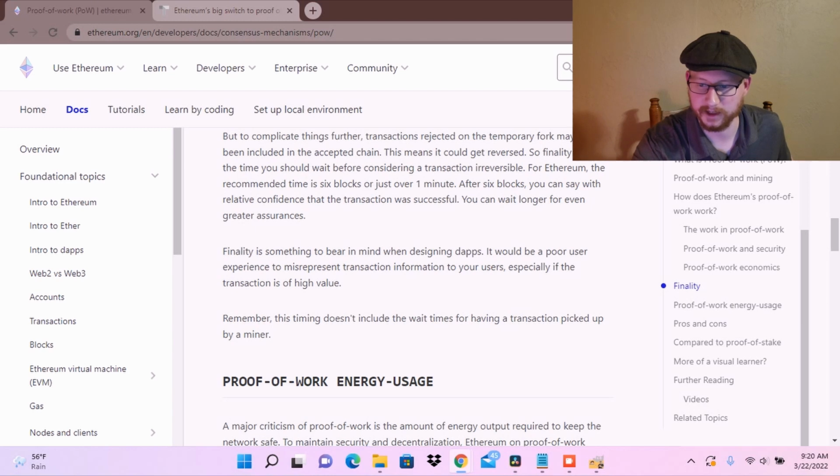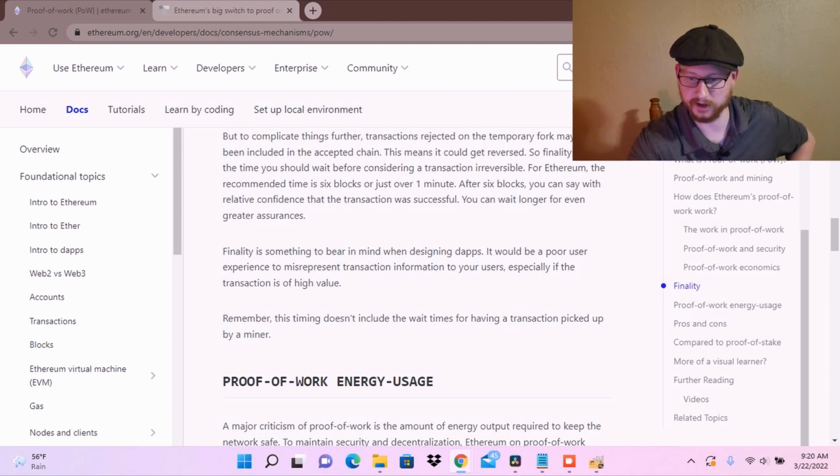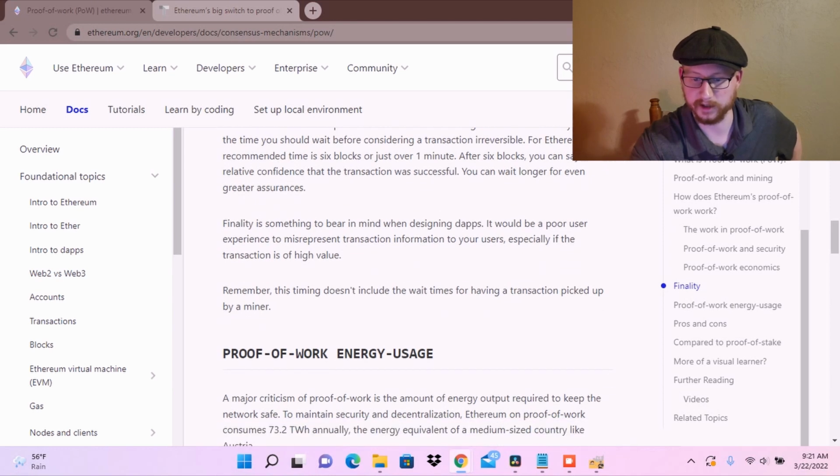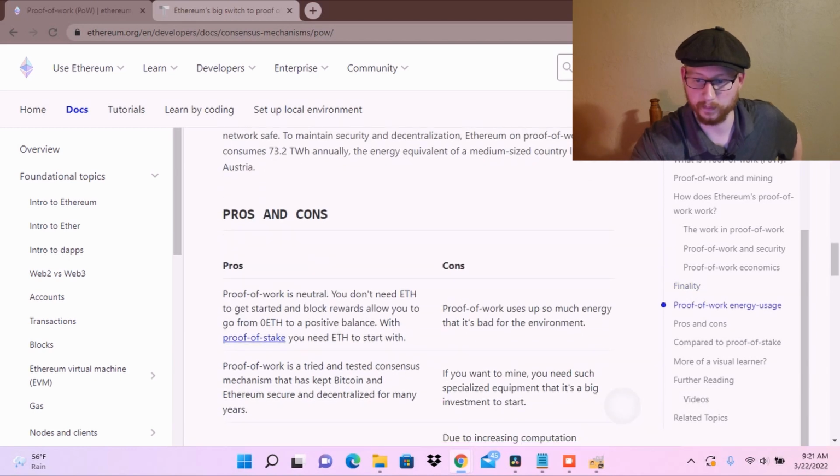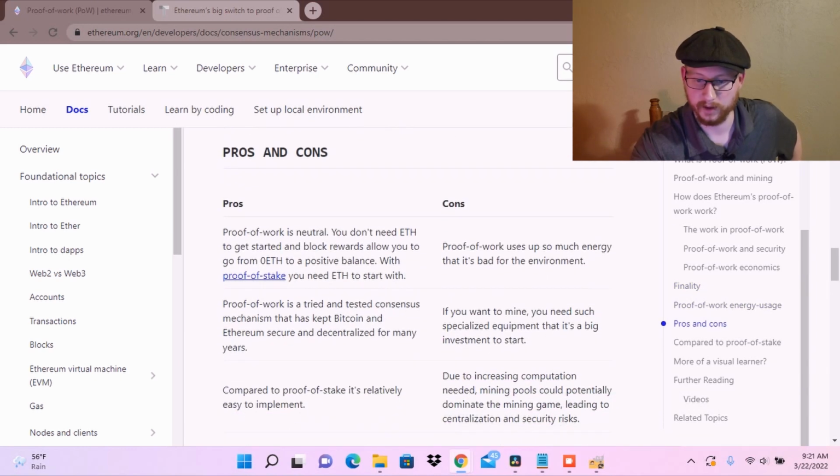So finality refers to the time you should wait before considering a transaction irreversible. For Ethereum, the recommended time is 6 blocks, or just over 1 minute. After 6 blocks, you can say with relative confidence that the transaction was successful. You can wait longer for even greater assurances.